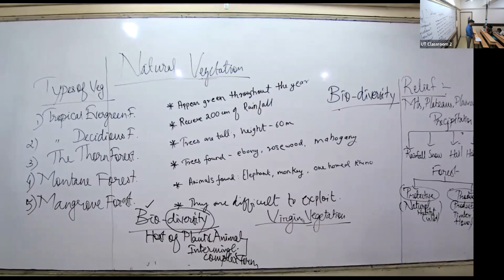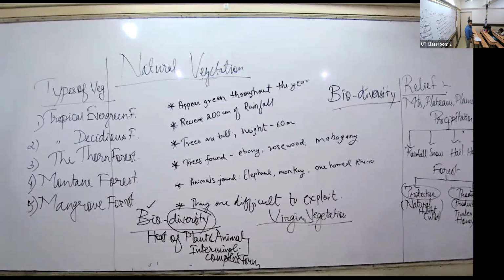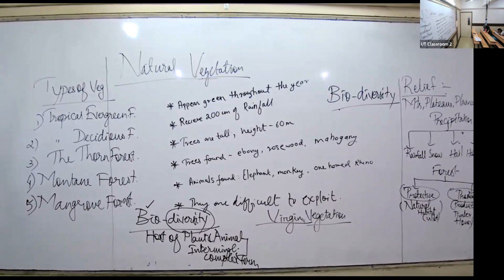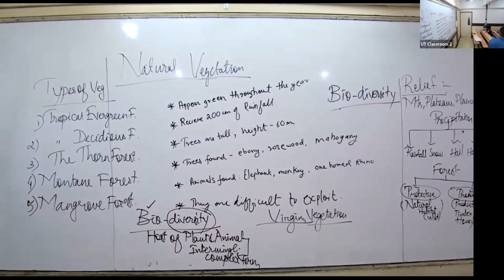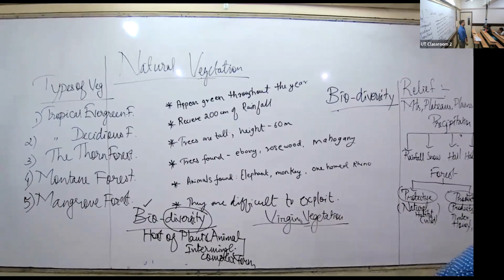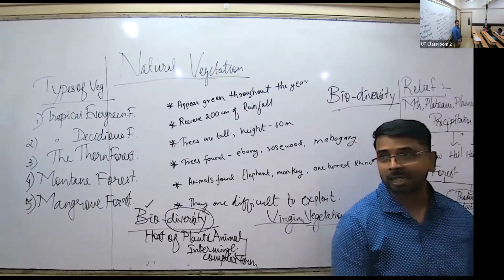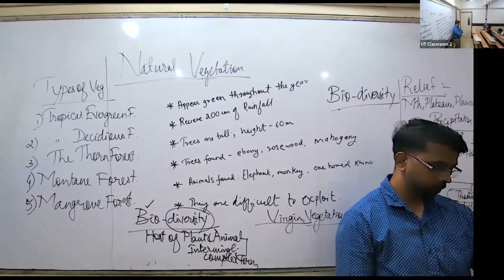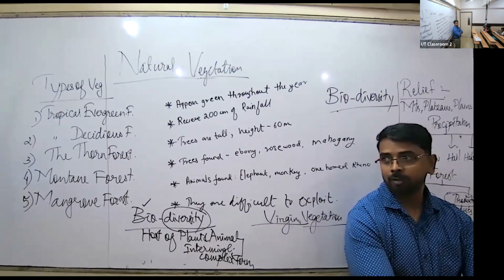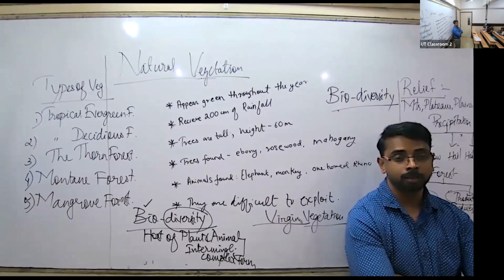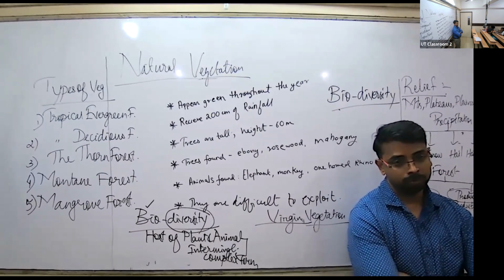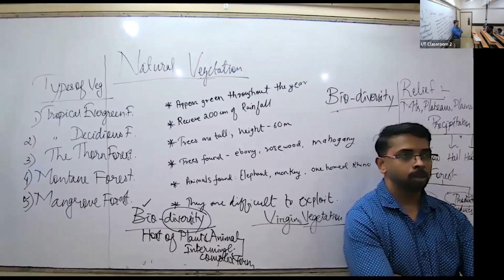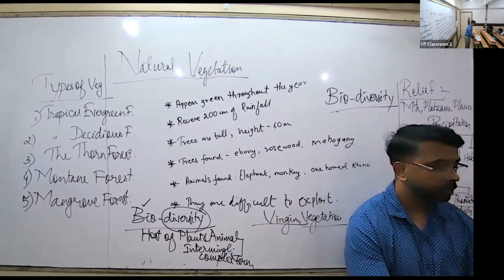Areas of heavy rainfall experience evergreen and deciduous forests, whereas less or scanty rainfall regions experience dry, desert, or coniferous vegetation. Understood? That's it.